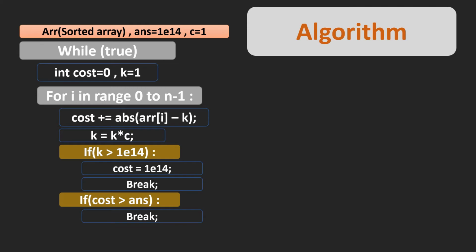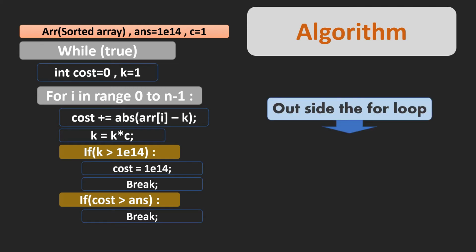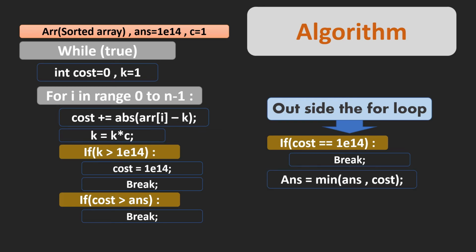minimum cost. Now outside this for loop, we will use the value of cost as a flag. If the value is equal to 10 raised to 14, that means the value of c is now going out of bounds and there is no point in continuing the loop. The value in our answer variable should be the minimum cost. If this is not the case then we change the value of answer to cost if cost is smaller than the current answer. Next we increment c and continue the loop.